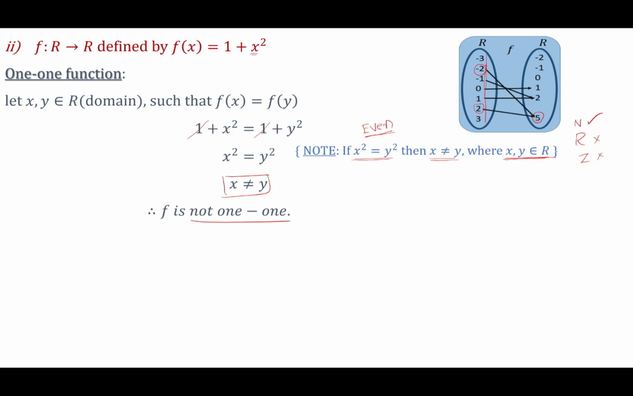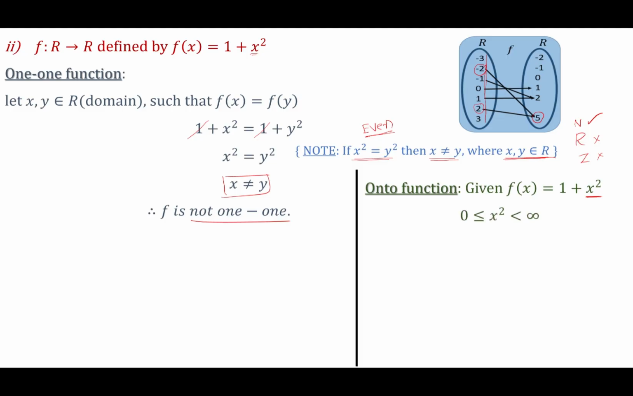Let us check for onto function. Onto function, what is the given function? First of all, given function f of x is equal to 1 plus x square. So the meaning of x square is the result lies between 0 and infinity. Why am I saying x square lies between 0 and infinity? Because if I plug in any negative values of x, I am getting positive. If I plug in 0, I'm getting 0. If I plug in negative 1, I'm getting 1. If I plug in negative 2, I'm getting 4. So the x square values lie between 0 and positive infinity.